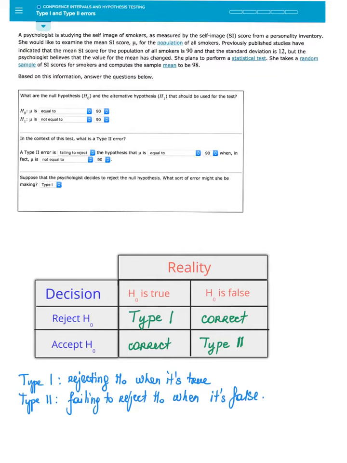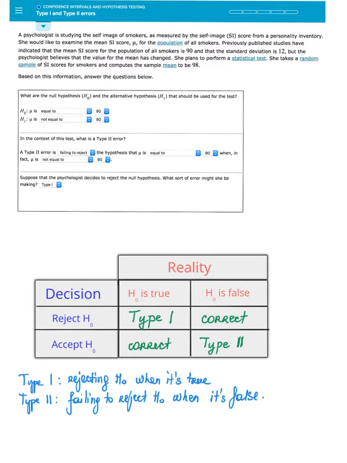A psychologist is studying the self-image of smokers as measured by the self-image SI score from a personality inventory. She would like to examine the mean SI score mu for the population of all smokers. Previously published studies have indicated that the mean SI score for the population of all smokers is 90 and that the standard deviation is 12. But the psychologist believes that the value of the mean has changed.